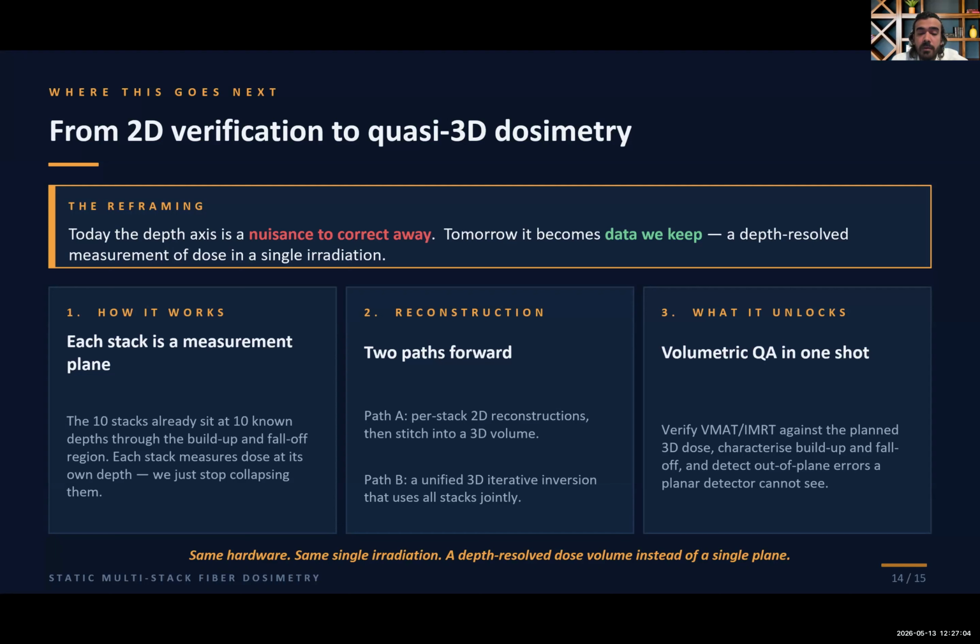And best of all, this comes from the same hardware that already gives us static 2D reconstruction. No new detector, no new acquisition, the 10 stacks are already there.